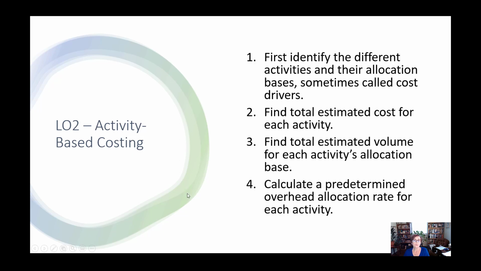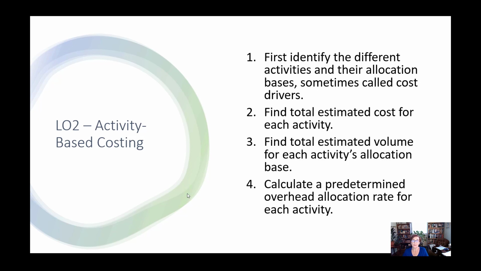We're going to go through 4 steps in order to find the allocation rates to use in order to cost the products. So first thing the company is going to do is identify the different activities and their allocation bases. Sometimes these are called the cost drivers, the base. Then we find the total estimated cost for each activity. Now, if you're in a class, this is all done for you, right? And then you're going to find the total estimated volume for each activity's allocation base.